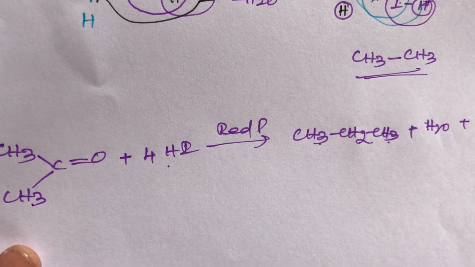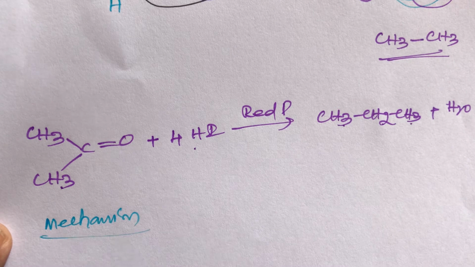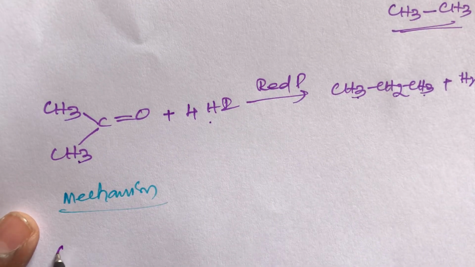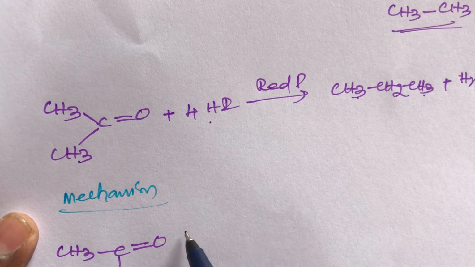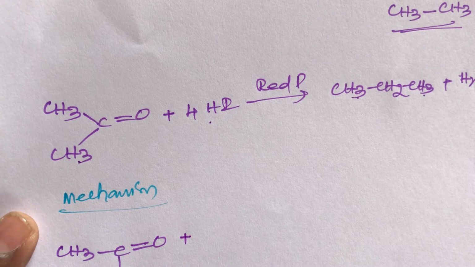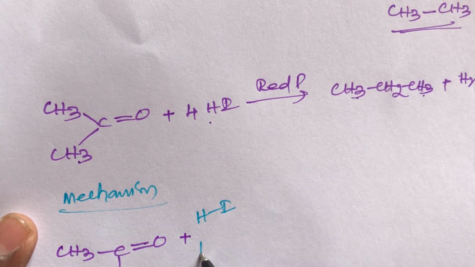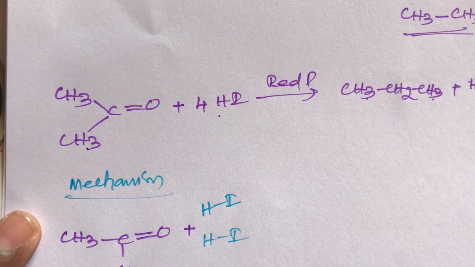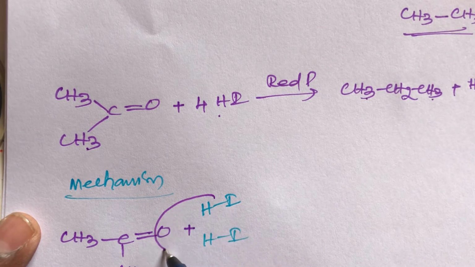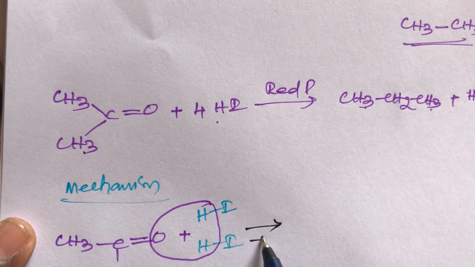Now I will explain the mechanism for acetone. CH3 C CH3 double bond O. In the first step, 2 moles of hydrogen iodide are involved, so I am writing here 2 HI. In the first step, water is eliminated; I am writing here minus H2O.